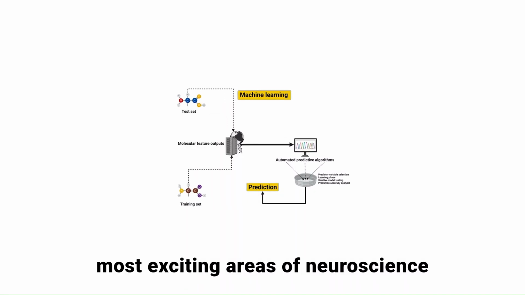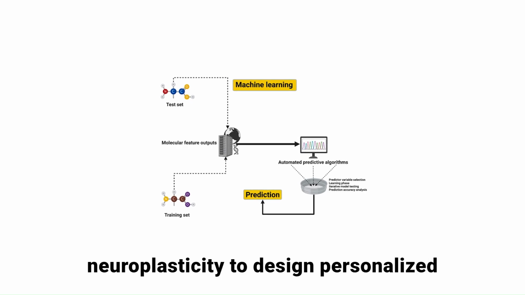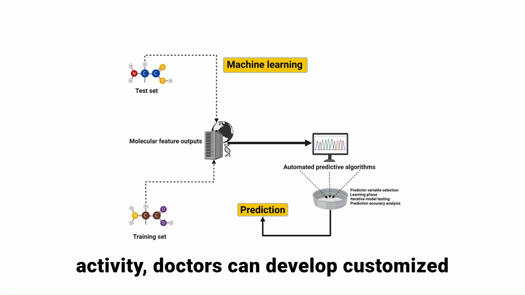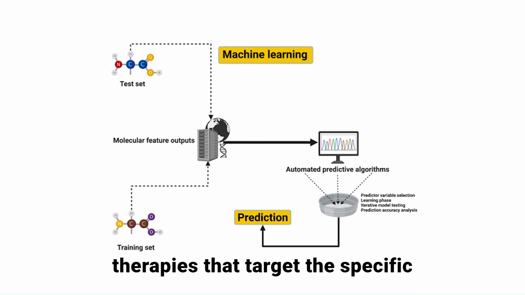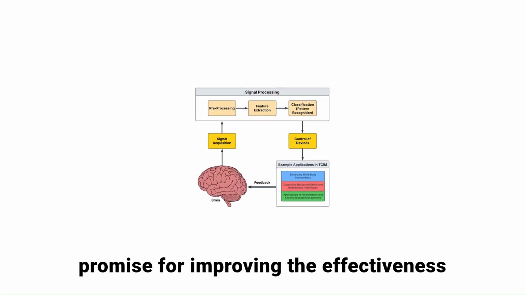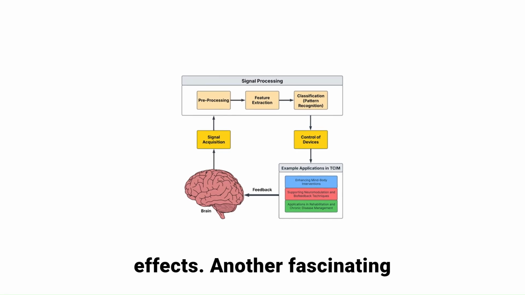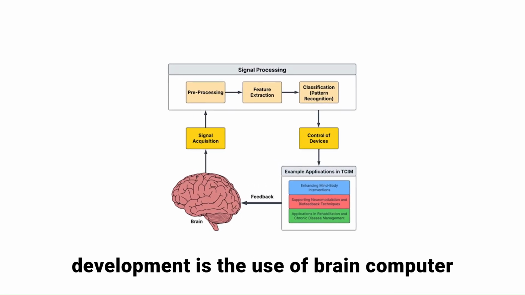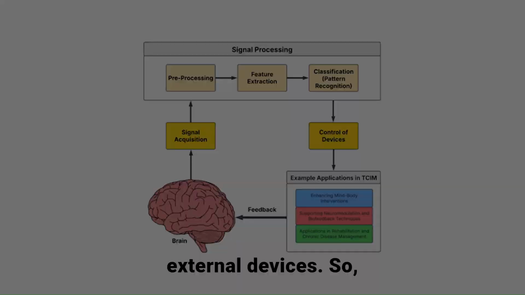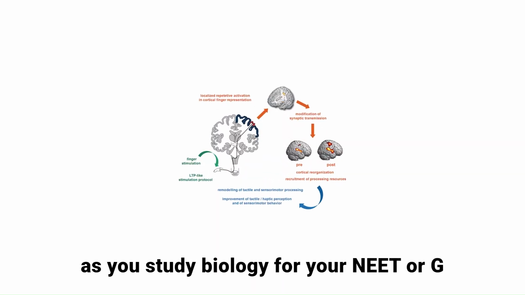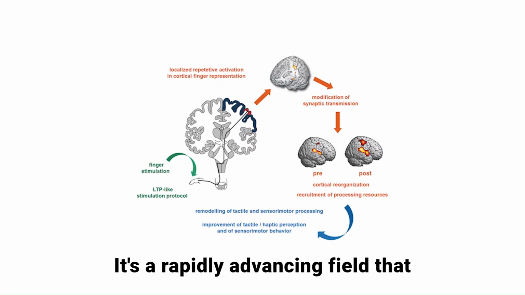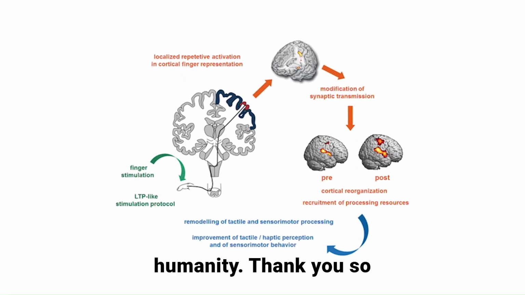One of the most exciting areas of neuroscience research is combining brain mapping with neuroplasticity to design personalized treatments. By using brain imaging to map out an individual's brain activity, doctors can develop customized therapies that target the specific circuits involved in a disorder. This precision medicine approach holds great promise for improving the effectiveness of treatments and minimizing side effects. Another fascinating development is the use of brain-computer interfaces, or BCIs, which allow direct communication between the brain and external devices. So, as you study biology for your NEET or JEE exams, remember that neuroscience is not just another chapter in your textbook, it's a rapidly advancing field that connects science, technology, and humanity.